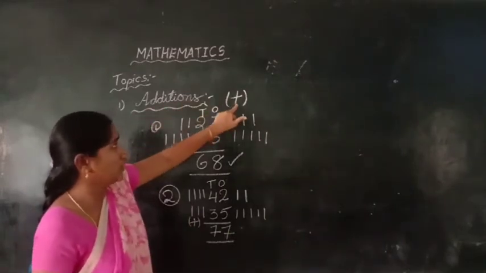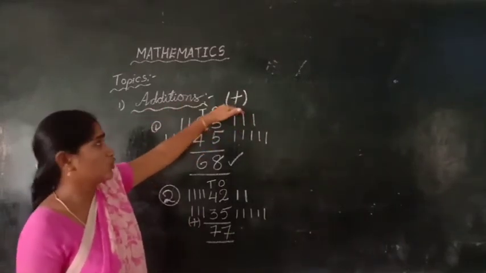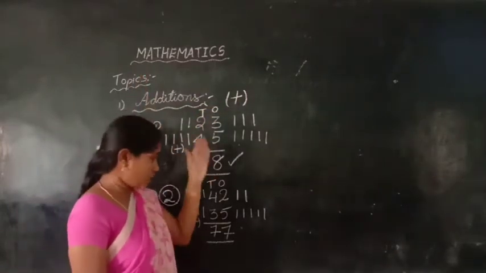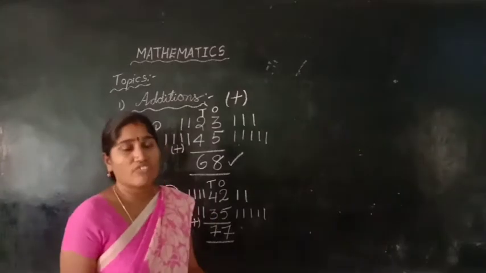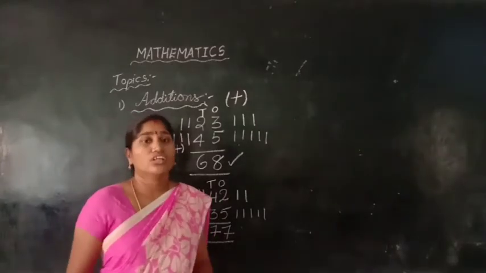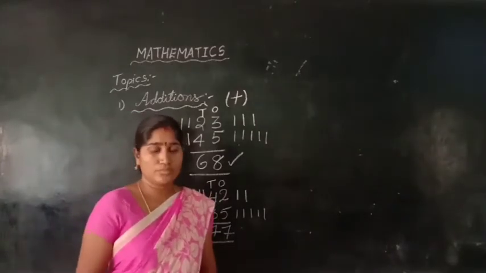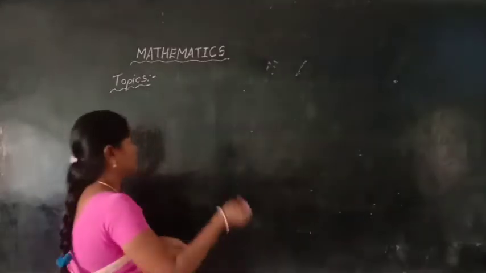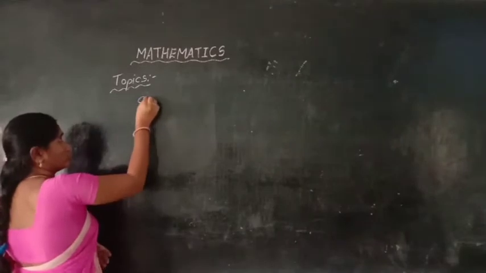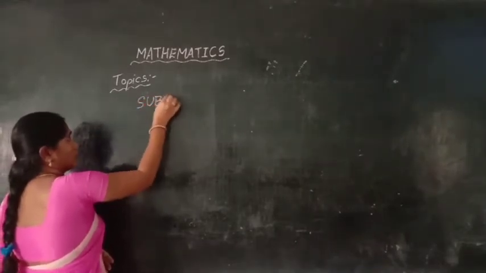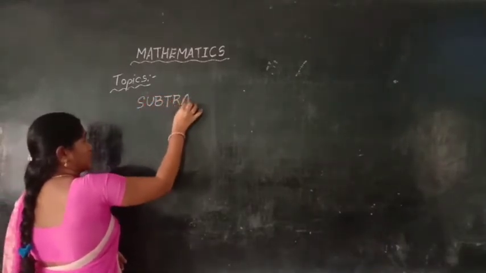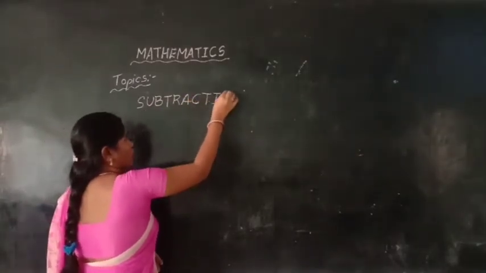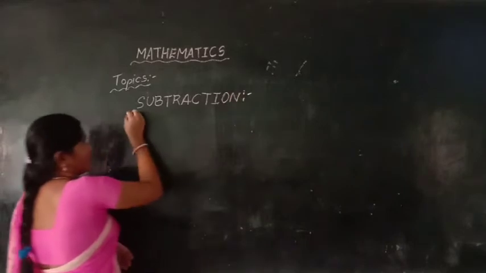The addition symbol is plus. Plus is used only for additions. I hope you understand, children, how to do the additions. Now we are going to learn about subtractions. Okay children? Now we are going to learn subtractions. S-U-B-T-R-A, subtra. C-T-I-O-N, subtraction. What is it, children?